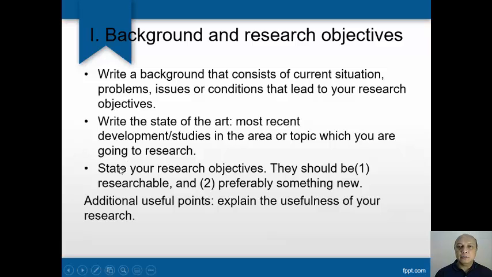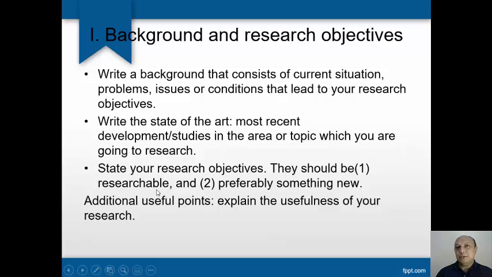Okay, and finally, you have to state your research objectives. Sometimes some people call these problem statements. Problem statements and research objectives are usually the same. These are the things that your research is going to attain, the things that your research is going to answer. That's research objectives. Now, research objectives should be researchable.